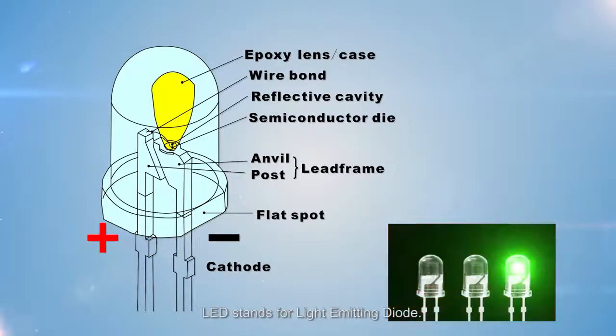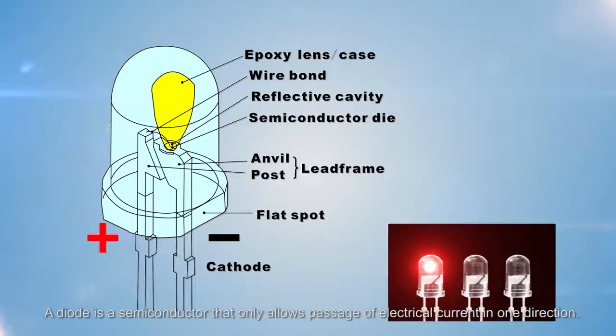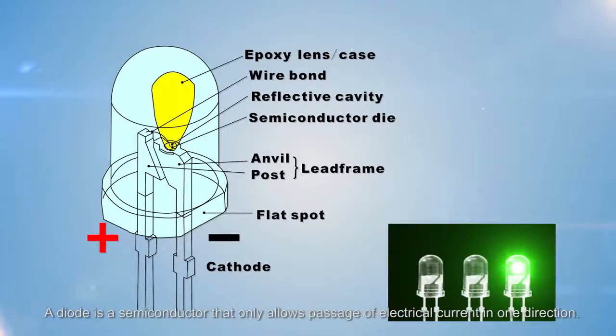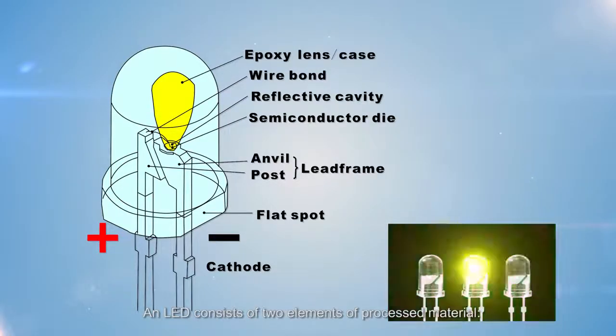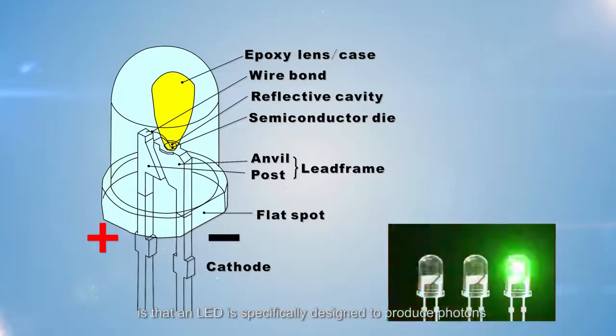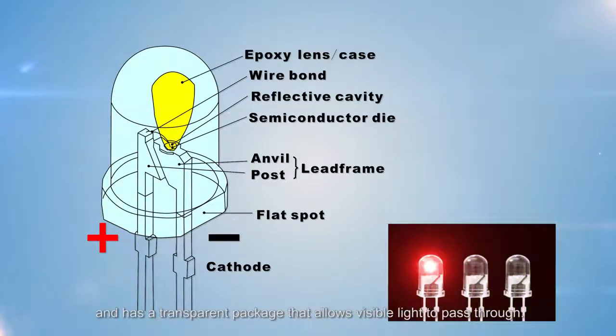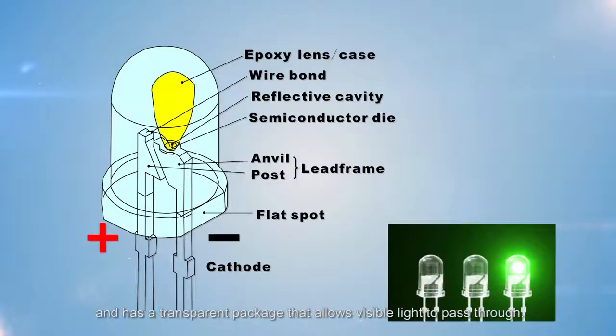LED stands for light-emitting diode. A diode is a semiconductor that only allows passage of electrical current in one direction. An LED consists of two elements of processed material, P-type semiconductors and N-type semiconductors. These two elements are placed in direct contact, forming a region called the p-n junction. The main difference between an LED and other diodes is that an LED is specifically designed to produce photons and has a transparent package that allows visible light to pass through.